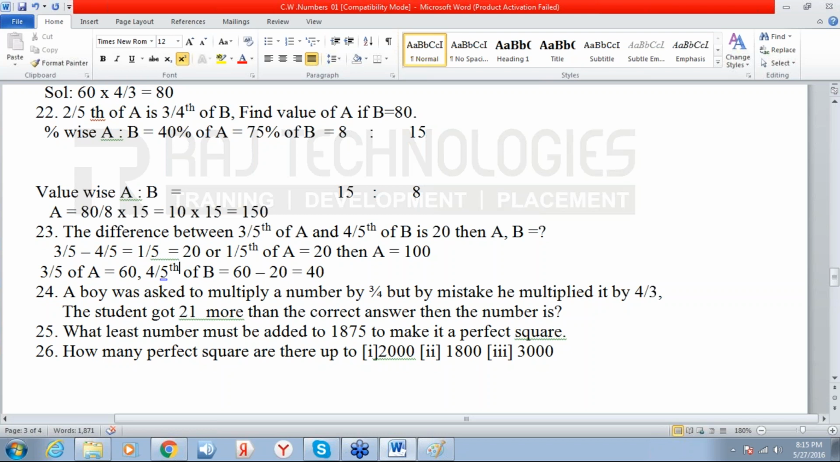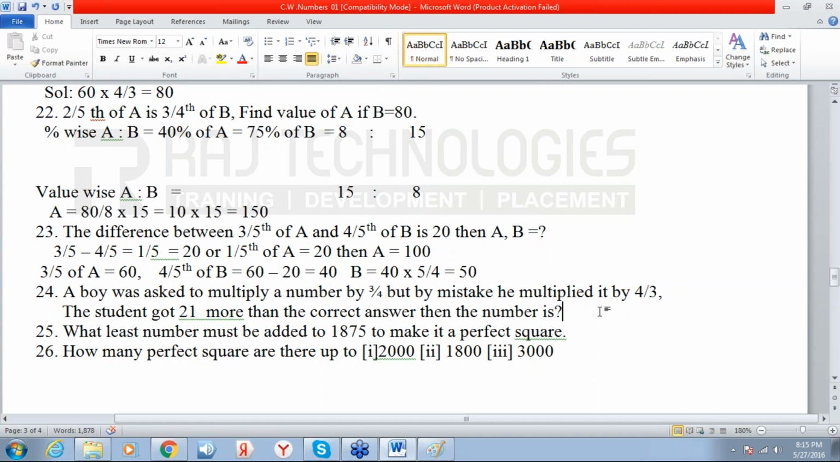So the value of B is equal to, when 4/5 of a number is equal to 40, then the number is 40 into, reverse the fraction, 5 by 4, which is equal to 50. B is equal to 50. Right? Yes. Okay.